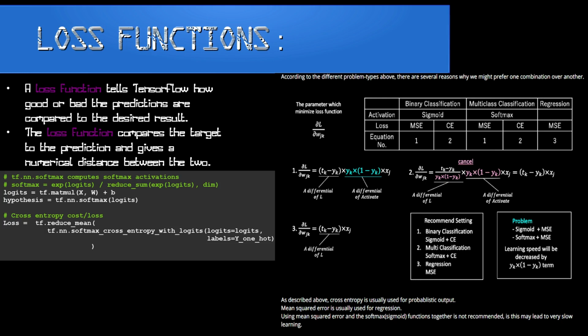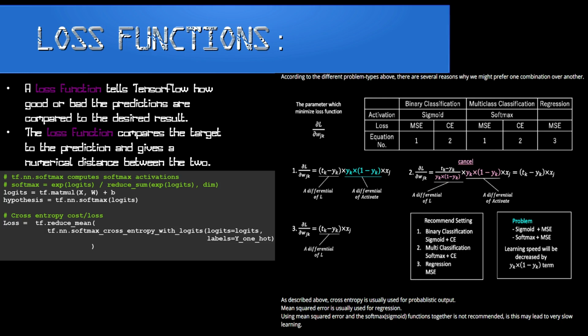So let's see the code. logits = tf.matmul(x, w) + b. hypothesis = tf.nn.softmax(logits), and when we check for the cross entropy, cost or loss = tf.reduce_mean(tf.nn.softmax_cross_entropy_with_logits(logits=logits, labels=y_one_hot)).